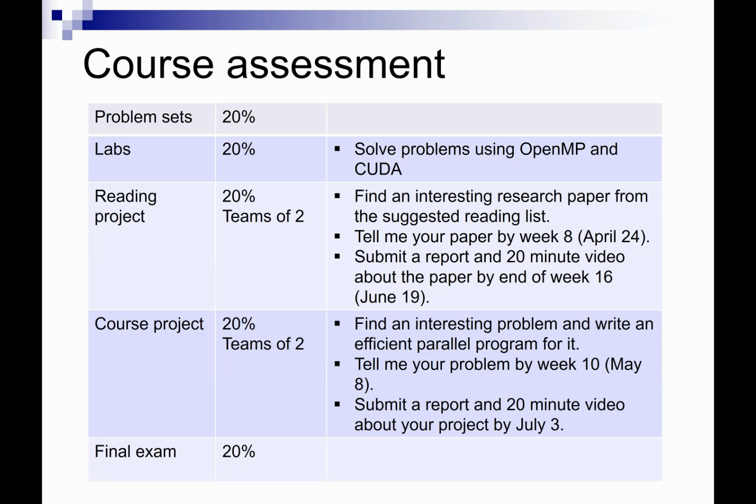And then for this project, you need to write a program to solve your problem, and then also write a report about how your program works, its performance, and other aspects of this project. Right? And again, you should make a short video about your project. And this needs to be submitted by the very end of the course, right? So after the final exams are over, which is by July 3rd.